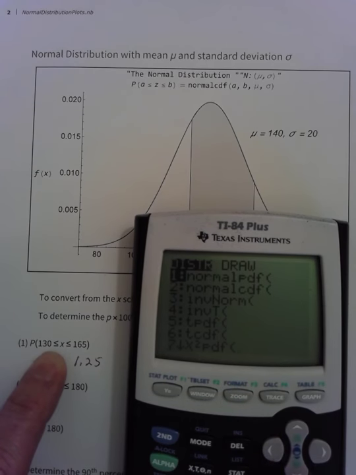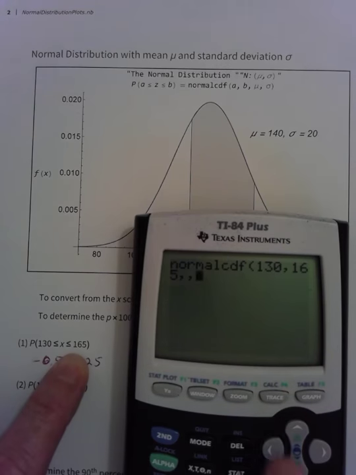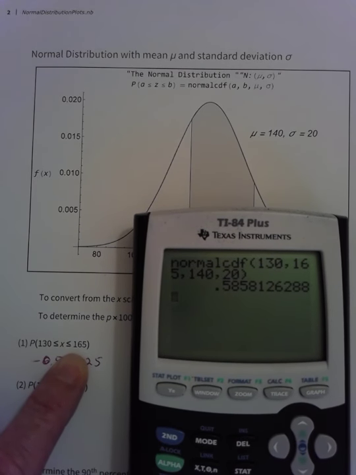Second distribution, normal CDF, I put in 130, that's my lower limit, 165, that's my upper limit, followed by the mean and standard deviation. 140 is my mean, and the standard deviation is 20, and I get, of course, the same answer. So that's the more direct way of computing the area.